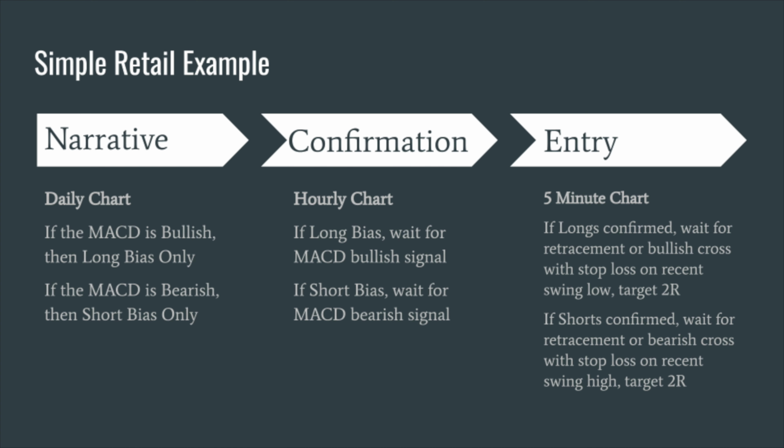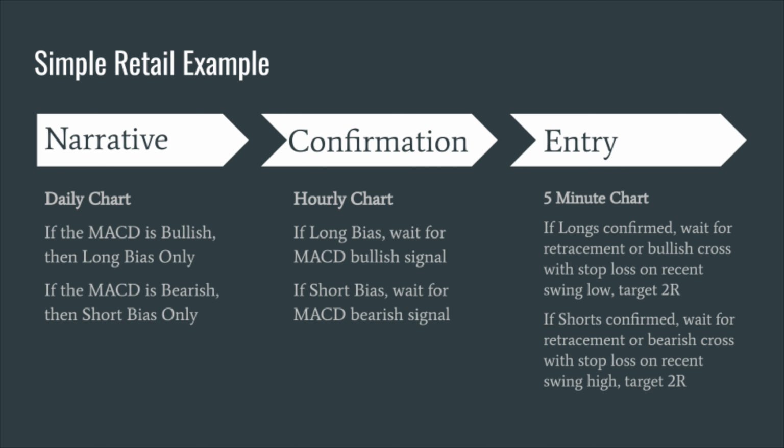So let's look at an example of how you might define your model with a very simple retail example, using only the MACD. Our narrative logic is very simple. On the daily chart, if the MACD is bullish, then long bias only. If the MACD is bearish, then short bias only. Once we have our narrative, we can continue to confirmation.